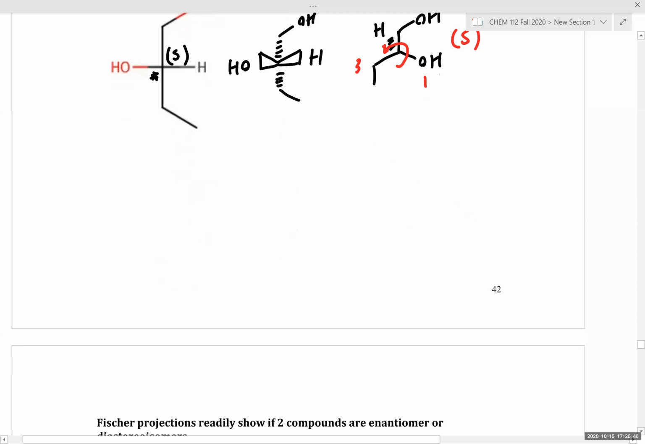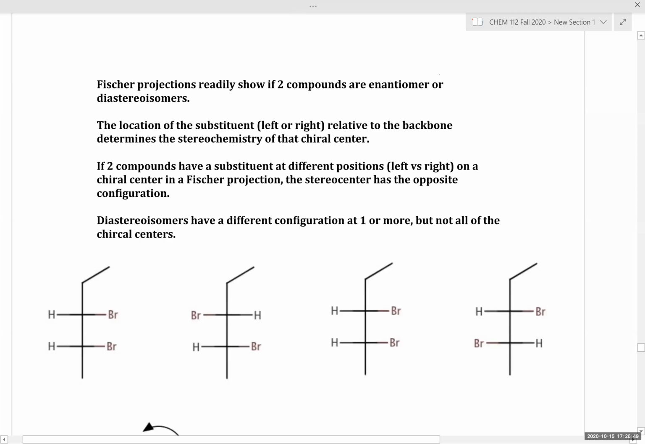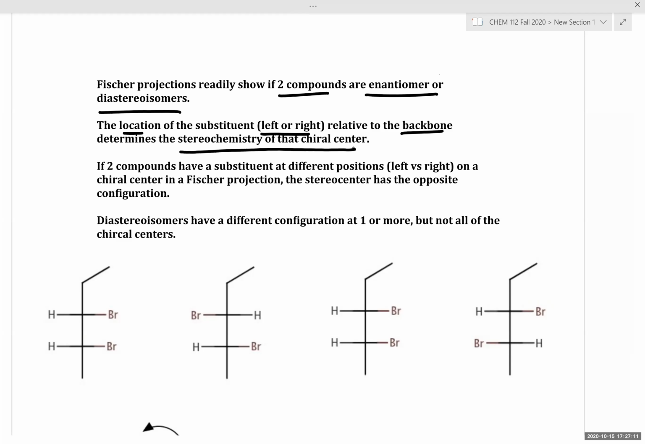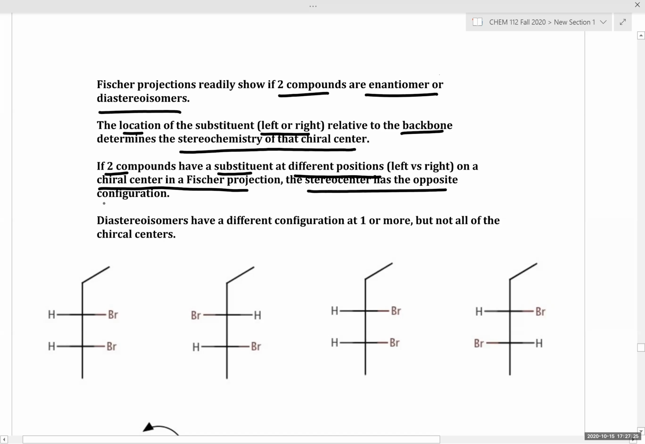Okay, so let's keep going now. Fischer projections are really useful because they can readily show if two compounds are enantiomers or diastereoisomers. Essentially, the location of the substituent, left or right, relative to the backbone, determines the stereochemistry of that chiral center. It doesn't explicitly match R or S because depending on your top and bottom substituents, you'll have different priorities. But if two compounds have a substituent at a different position on a chiral center in a Fischer projection, the stereocenter has the opposite configuration.